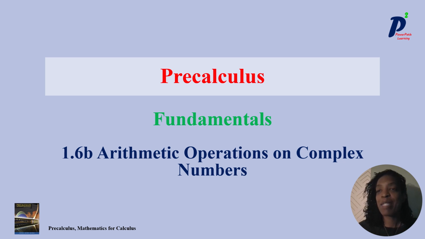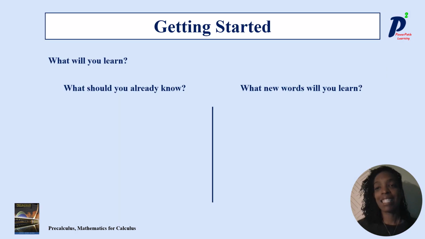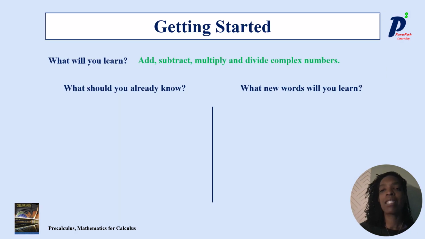Welcome to the Pre-Calculus Mathematics for Calculus textbook series. This lesson is written based on Chapter 1, Section 6, which I've broken into 4 parts. This is the second part, Section 6b, Arithmetic Operations on Complex Numbers. Today's lesson, as I mentioned, we're going to learn how to add, subtract, multiply, and divide complex numbers.